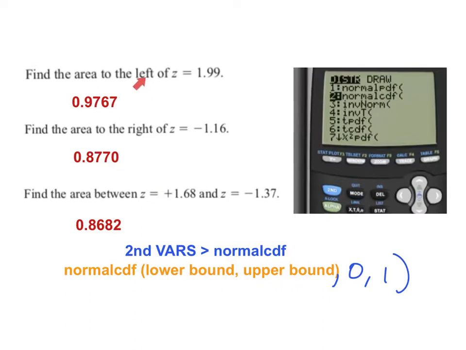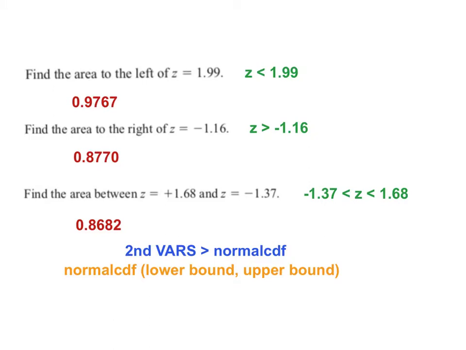And since it's to the left of 1.99, we have to think about it in terms of that graph. The right bound was this. Okay? The left bound, there was no left bound. It just went on forever that direction. And so what we have to do is type in a really, really small number for the lower bound. And I'll show you what that looks like. Okay? Because in reality, what we have here is this is z less than 1.99. Okay? Because that's the right bound and everything less than that. This one to the right, which means negative 1.16 is the left bound, and then everything bigger than that.